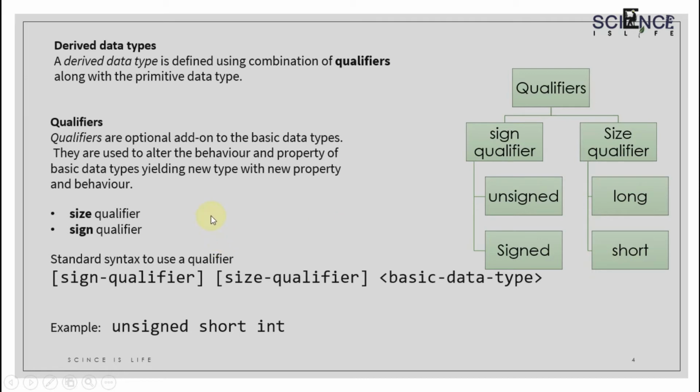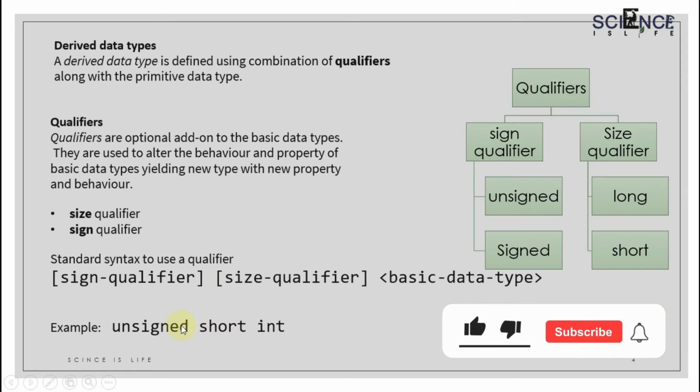So how can we represent a derived data type? We can represent it like this. First we indicate the sign qualifier, then we indicate the size qualifier, and last we mention the data type we use, right? As an example, there is a derived data type, unsigned short int. You may see there are lots of derived data types I showed you before. So this is an example of them.